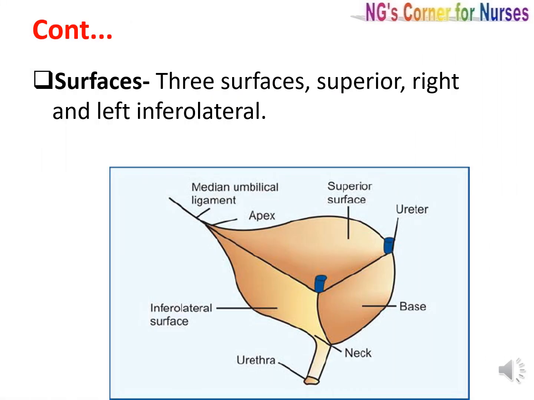Next is surfaces. In the bladder, there are 3 surfaces: superior surface, right inferolateral surface, and left inferolateral surface. So we can see in this picture, there is the superior surface and here the inferolateral surface on both sides.